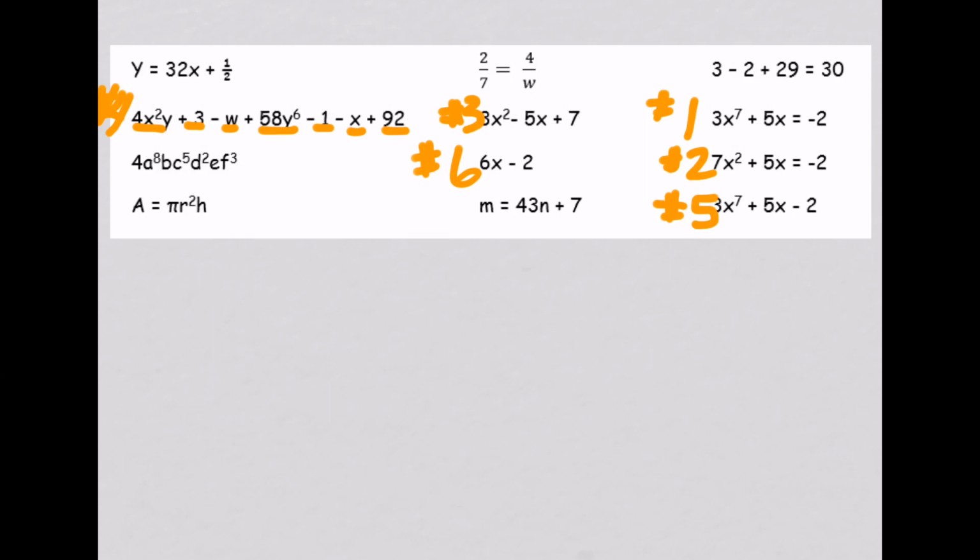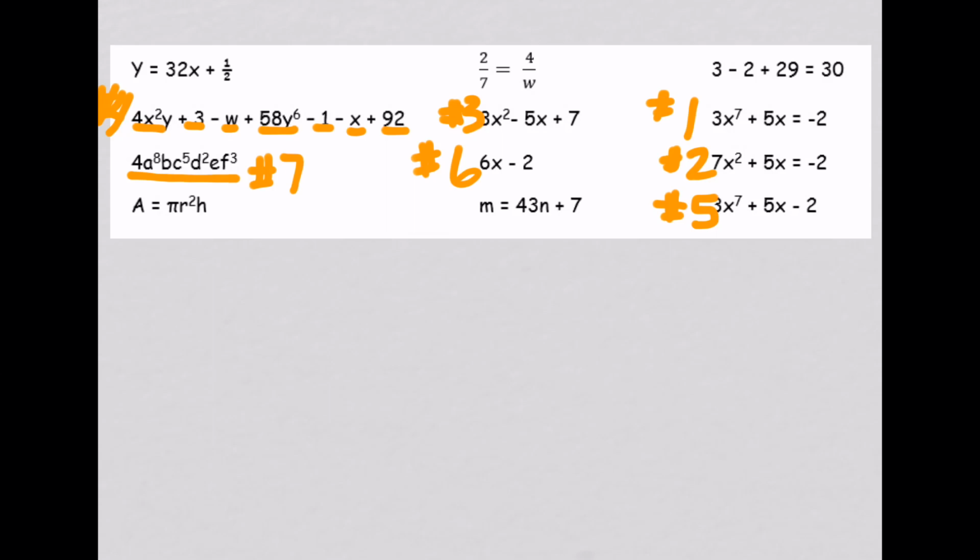Okay, number 7 is a monomial. A monomial is just one term. Everything is being multiplied together. And we've already kind of talked about how all of those are being multiplied together. That's a monomial. All right, number 8 is a linear equation.